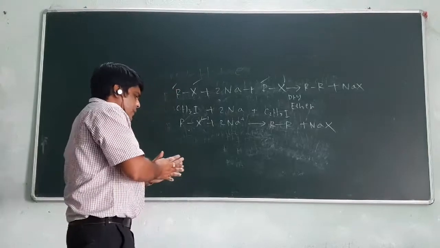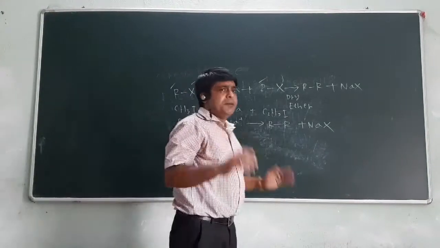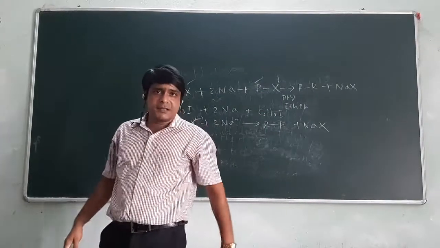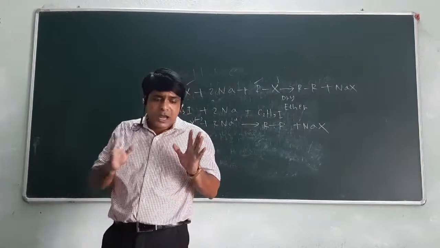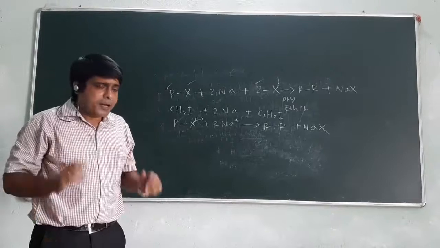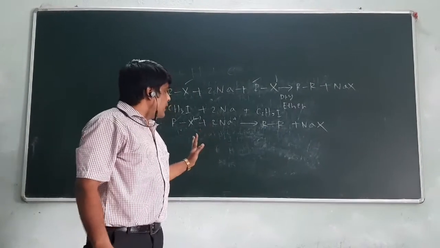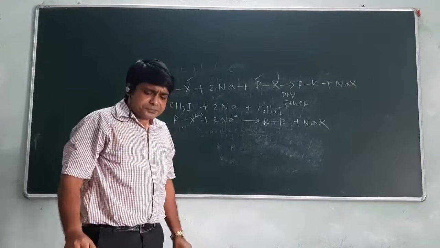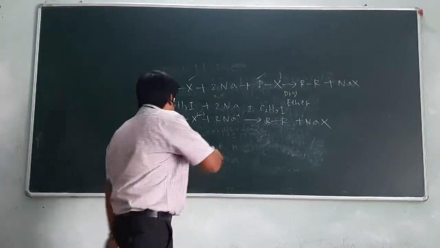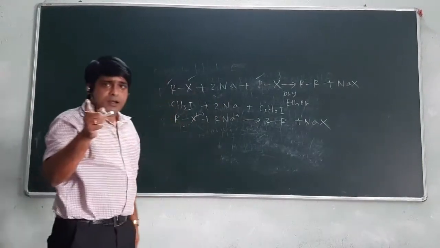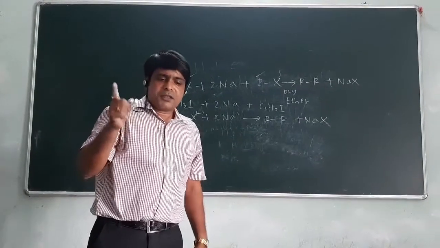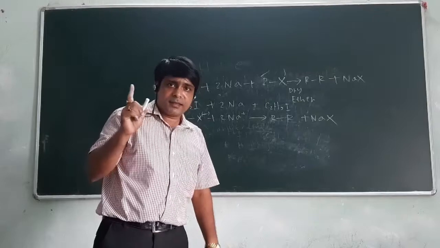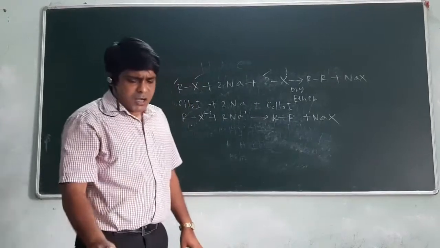Remember one thing, the Wurtz reaction has lots of limitations. First important point, you cannot prepare methane here. Number two, you cannot prepare any unsymmetrical alkane here. Number three, if this halogen compound contains any other group, like an OH group or COOH group, then the reaction is not possible. This is the overall limitation.